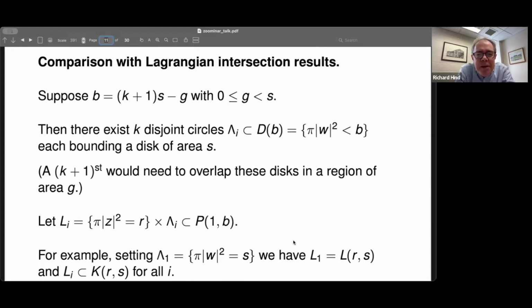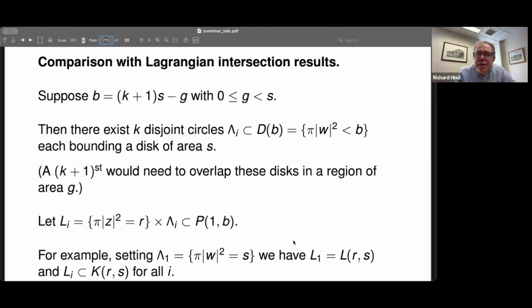I'm going to assume it's (K+1)S minus G, where G is between 0 and S. So then inside the disk of area B, I can get K disjoint circles bounding area S, because B has area bigger than KS. And what G is doing, if you tried, you couldn't put a (K+1)st one in there, and if you tried, it would have to overlap the previous ones in some region of area G. So G is some sort of obstruction here.